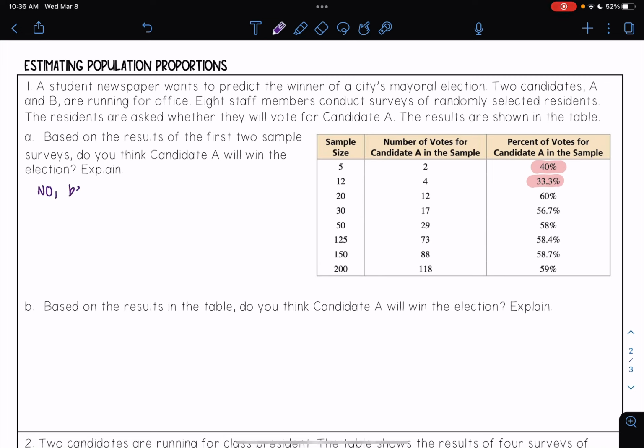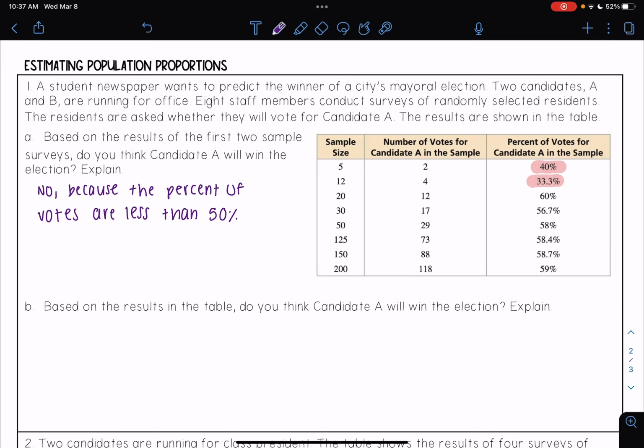And that is because the percent of votes are less than 50%. Because since there are only 2 candidates in this race, you need a voting percentage of greater than 50%.